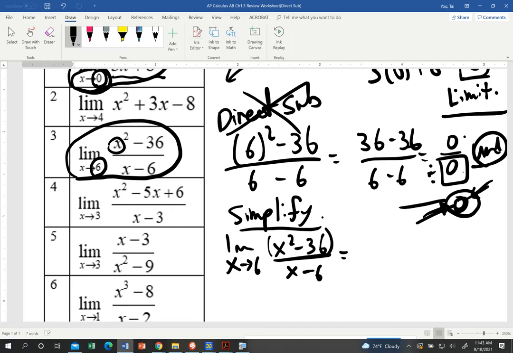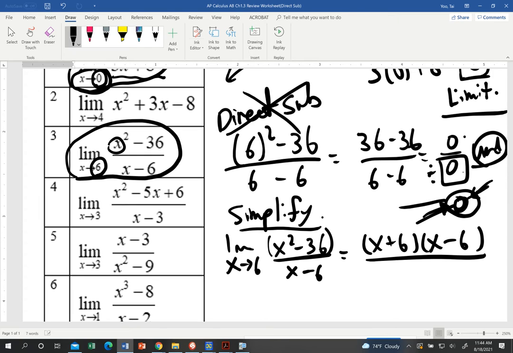Is the numerator factorable, the top factorable? Yeah, I hope so. I hope you guys know that this is a difference of two squares. What is it if you factor that? x plus 6 and x minus 6. And factoring is so important that your answer has to come out.